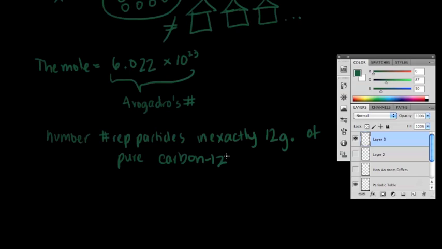Whether you need to know that definition for a test, now you know. And that number is 6.022 times 10 to the 23. So representative particles in this case are carbon atoms. Then the number of carbon atoms in exactly 12 grams of pure carbon-12 is 1 mole.